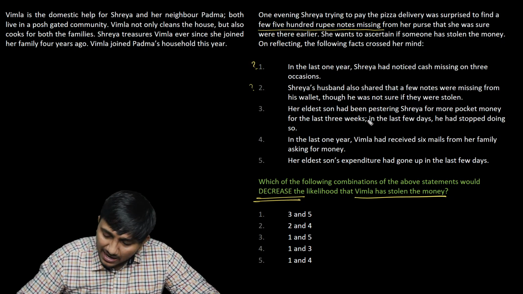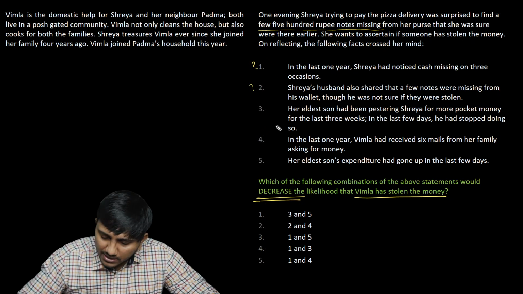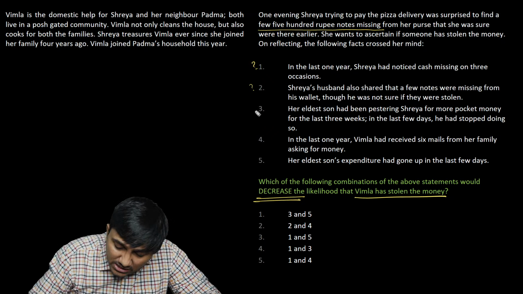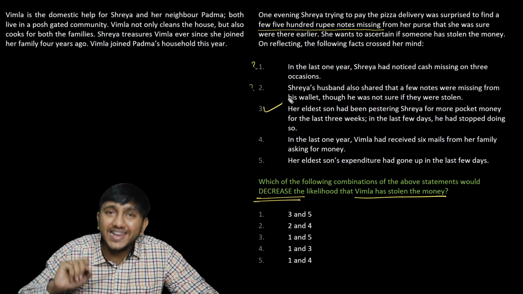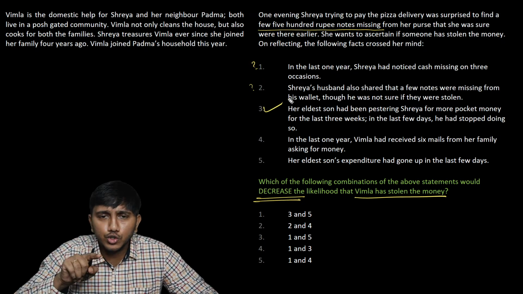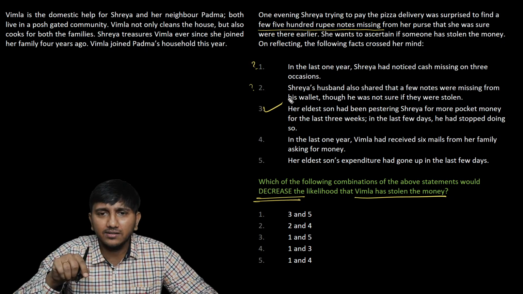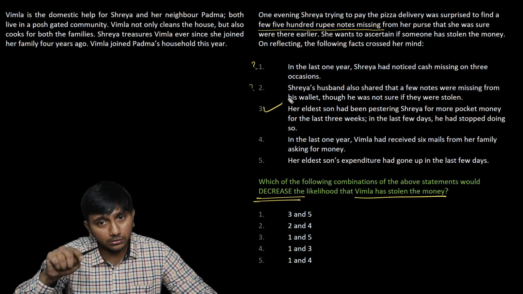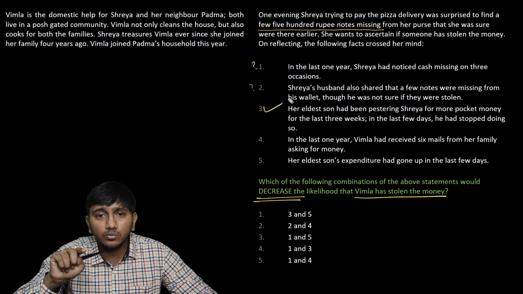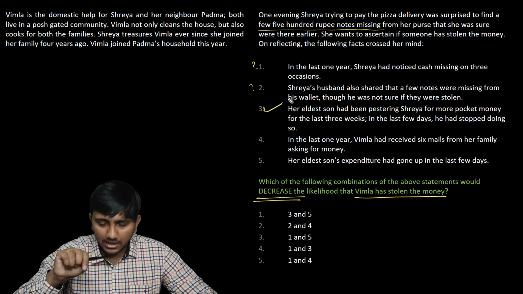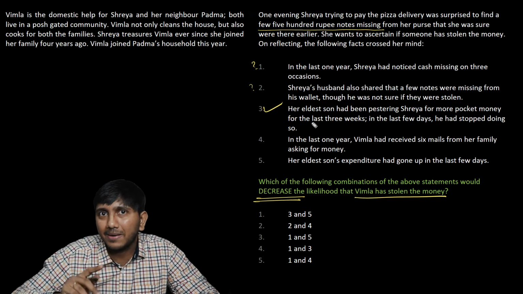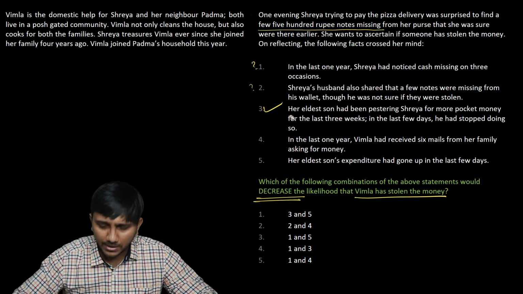Her eldest son had been pestering Shreya for more pocket money for the last 3 weeks. In the last few days, he had stopped doing so. This one might vindicate Vimala, because it is trying to show that there is another person in need of money in this house and suddenly he stopped asking for it. So it's possible that he might have taken it, right? So this one vindicates Vimala. I mean, vindicates means I'm saying there is some reason to think it might not be Vimala. It doesn't completely vindicate Vimala.